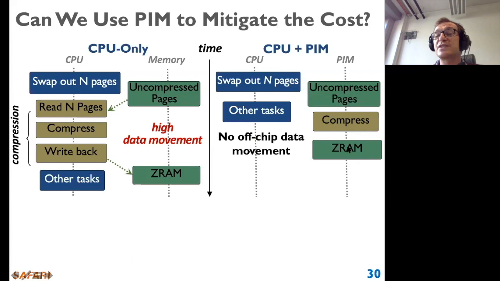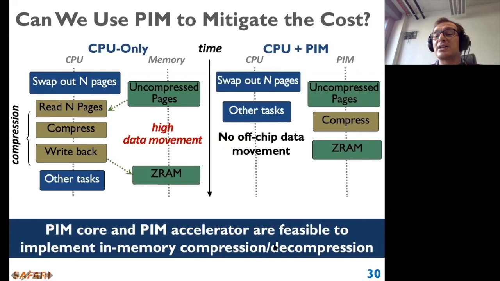And the CPU is now relieved. It can do other tasks, right? So both performance and energy improve significantly. Energy improves clearly because you don't do the data movement, because you're not going to need these pages anytime soon, right? Performance improves due to two reasons. One is you're doing this faster, because you're not moving the data into the CPU, and you may have a specialized engine. But also, now your CPU can do other tasks. It improves the throughput of the CPU, clearly. Okay, essentially, these are also feasible to implement in-memory compression and decompression. I didn't show you decompression over here, but there's a similar story for decompression.